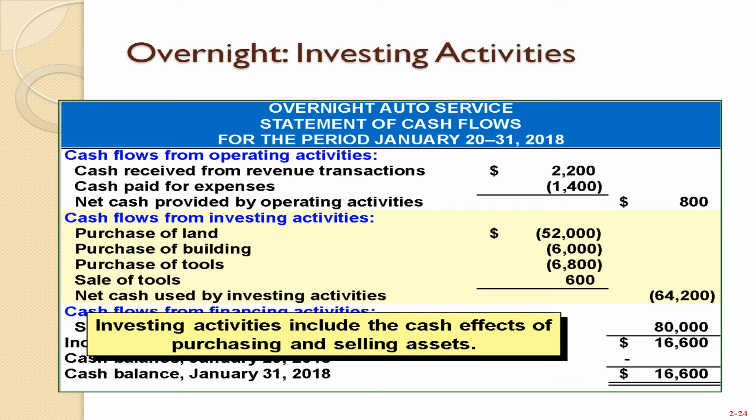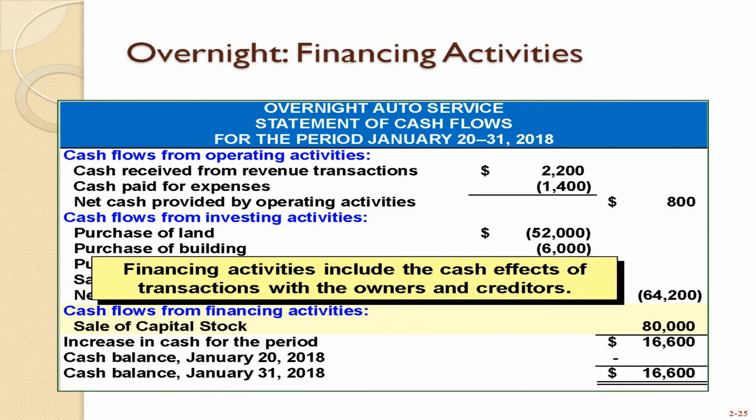Investing activities include the cash effect of purchasing or selling assets. Here you can see purchase of land. This is an outflow of cash, so it will be minus. Purchase of building, this is again an outflow of cash, it should be minus. Purchase of tools, it should be minus because the cash flow is an outflow. Sales of tools, now here the business sells some tools worth 600, so it should be added. The total of the investing activities is 64,200.